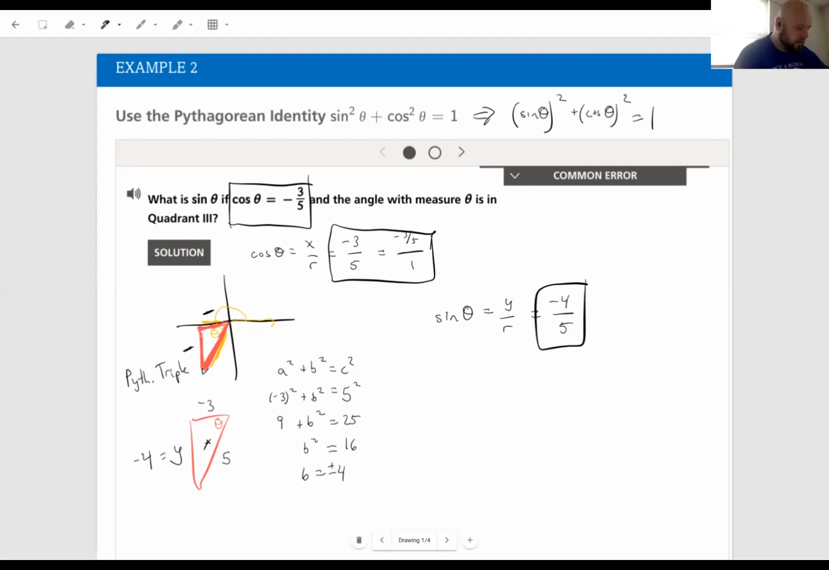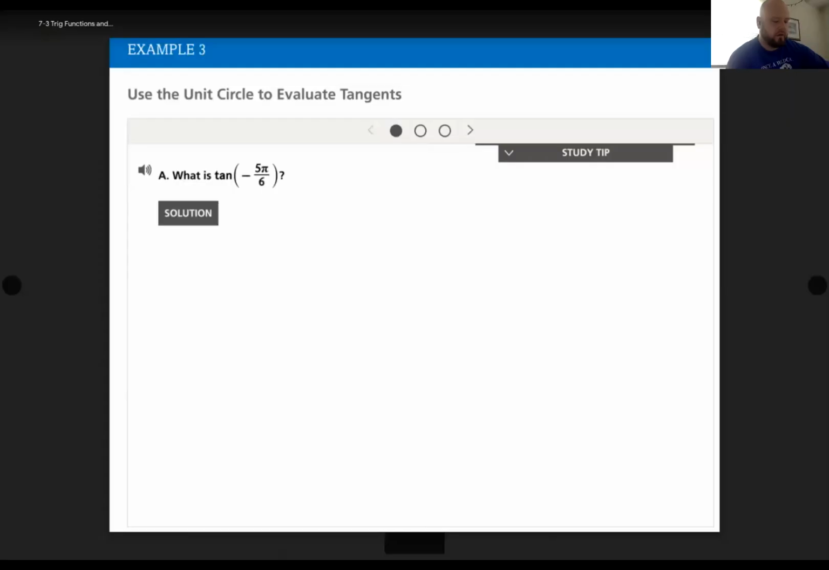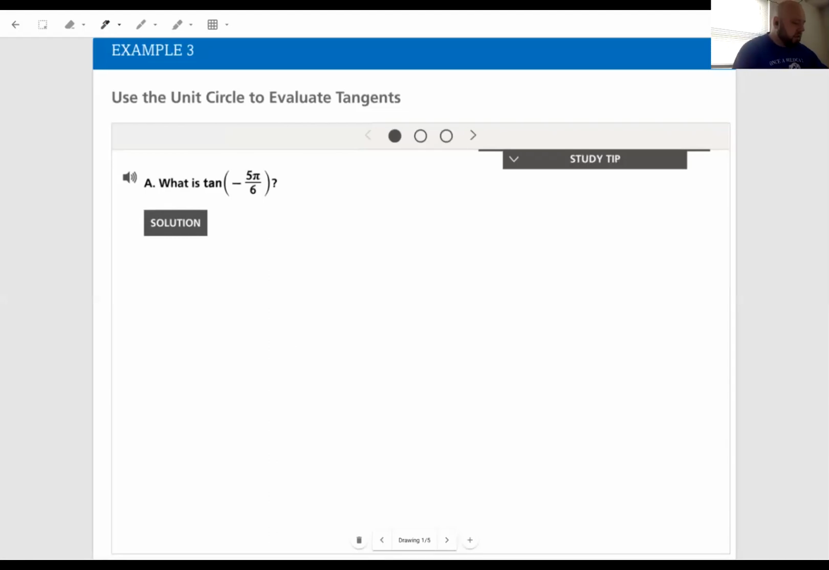All right, moving on now to example 3. For example 3, this time we are in the unit circle and we're looking at a tangent. So we've only done sine and cosine so far, but remember that there's 6 total trig functions. We have sine, cosine, tangent, and then the reciprocals of those, which are cosecant, secant, and cotangent. So this time we're doing a tangent. What is the tangent of -5π/6?